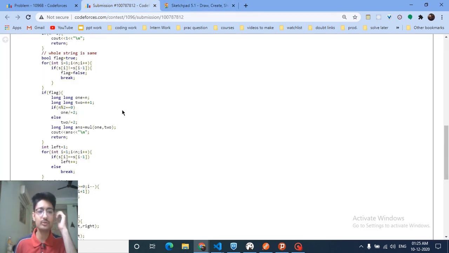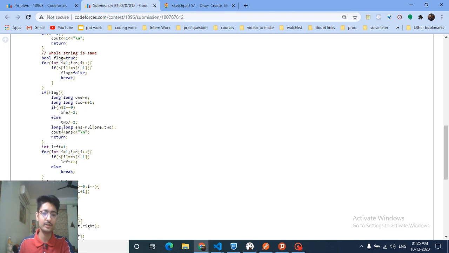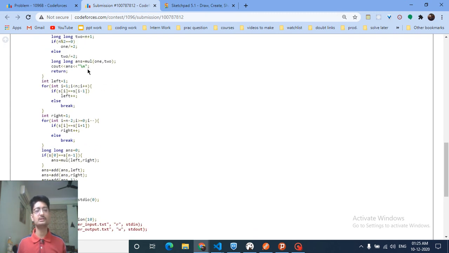Because n into n plus 1 divided by 2 can be a very large number, I find it using this, which is a simple way to find out n into n plus 1 divided by 2. If we find the answer using this, then it's fine. Else, if we do not find our answer using this, then we ensure that there is some continuous stretch of left part and right part.